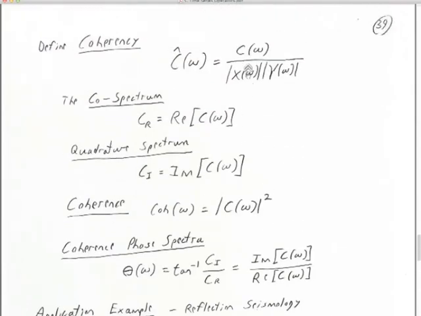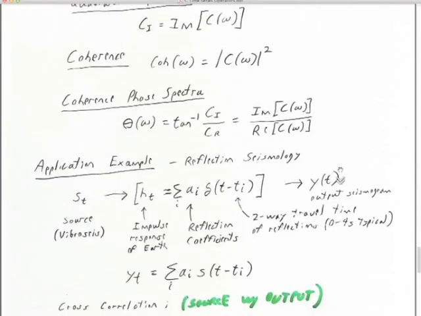The coherence is real. The coherency certainly could be complex. The coherence is real. The coherence phase is real as well, because it's the inverse tangent of the imaginary part of the cross covariance Fourier transform over the real part of the Fourier transform of the cross covariance. And you can also work through the definition of the tangent and see that it's the imaginary part of the cross covariance over the real part.